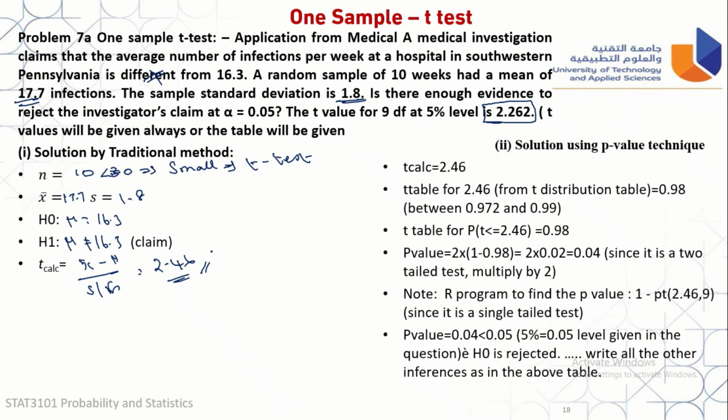Now using the traditional method, we have to find out the t value. How to find the t value? N is equal to 10, so df is n minus 1, which is 10 minus 1, which is 9. So 9 df, and 5%.